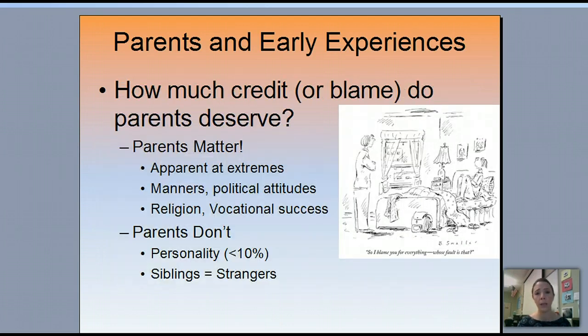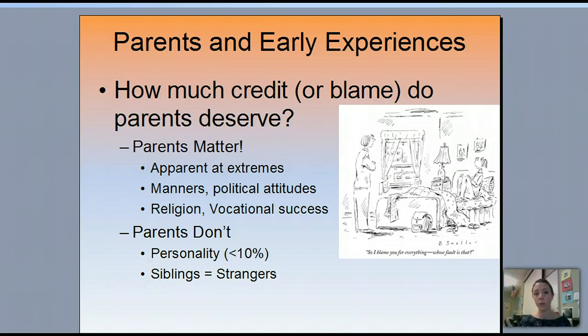Okay, so how much blame or credit should we give our parents for our gender and our personality? Parenting matters definitely at the extremes. Extreme parenting as far as bad has a huge effect. Extreme parenting as far as providing the best has a good effect. And everywhere in the middle is kind of gray, right? So we see the extremes at extremes.